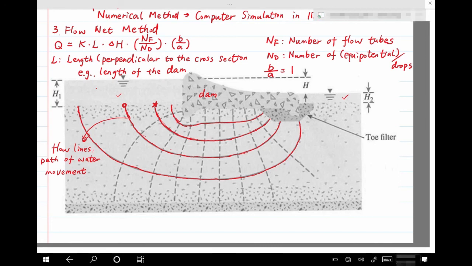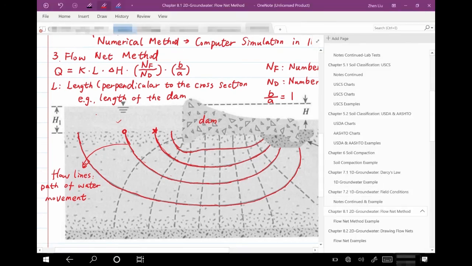Actually, here we are talking about a flow net. We know that a typical net consists of two sets of lines, and they are perpendicular to each other. So in this case, we have one set of lines, that is the flow lines. Another set of lines is called equipotential lines. So here I'll use a different color. This is an equipotential line.